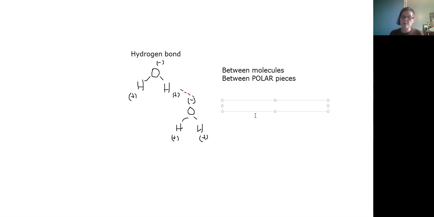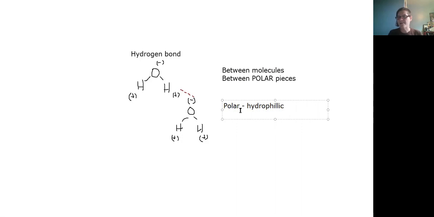So if water is polar, that means other polar things might stick to water. Anything that has little pluses and minuses will stick to water. And that means that things that are polar also like water, and we call those hydrophilic.